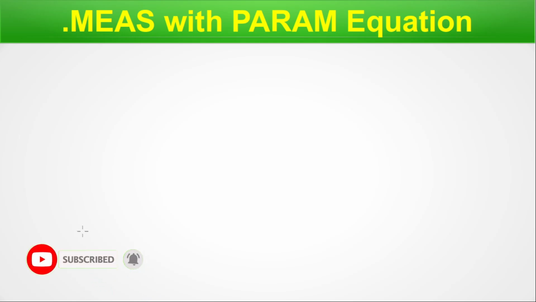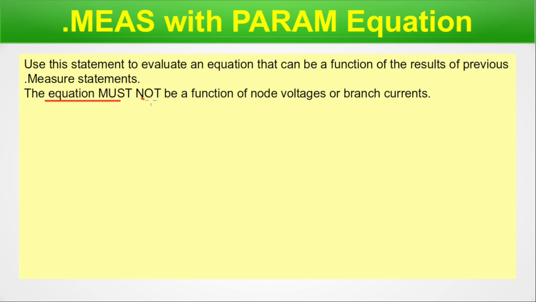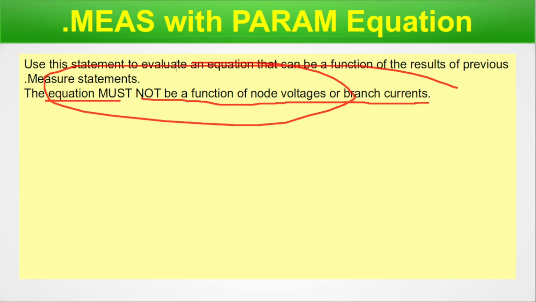Now here we have the dot measure with the PARAM equation. Use this statement to evaluate an equation that can be a function of results of previous dot measure statements. Sometimes we have to calculate some value on the go using dot measure. And there we have to use the parameter that we have already learned in SPICE in previous episodes, and form an equation. From that equation, we evaluate some value on the go. The equation must not be a function of node voltages or branch current. So this must be remembered.